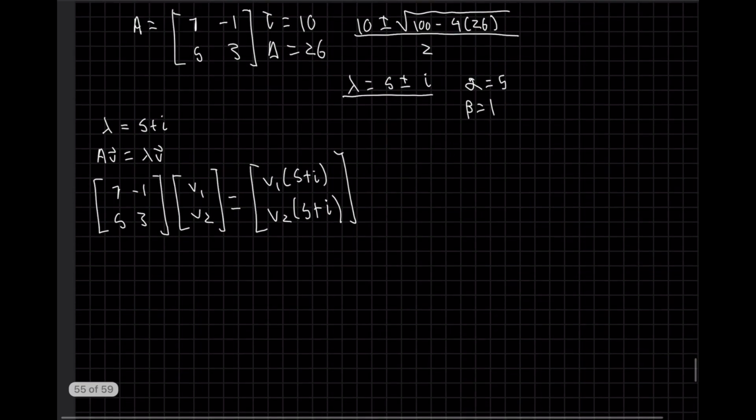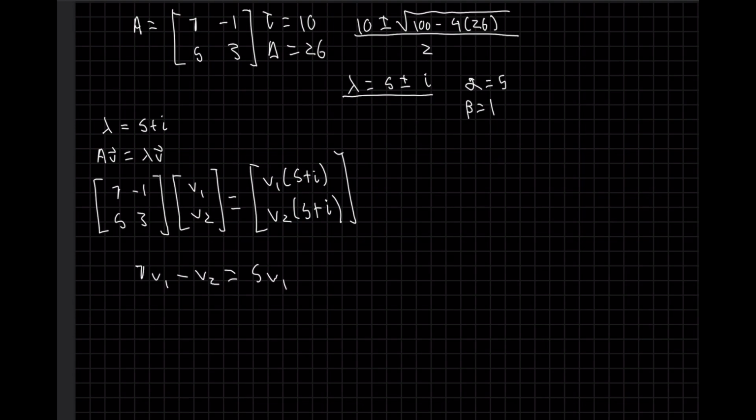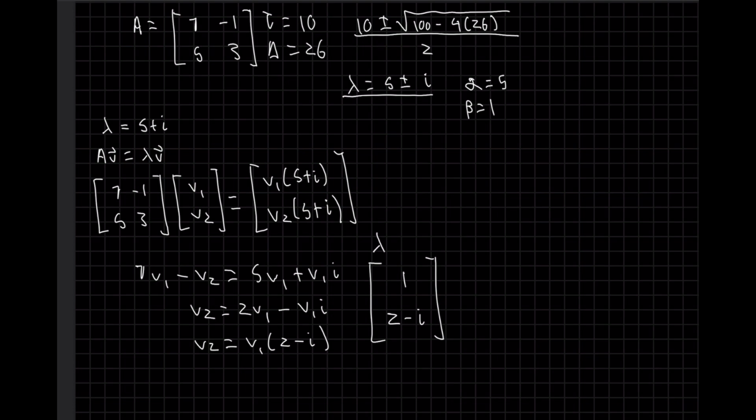So we do the matrix multiplication of the top row, and what we get is 7V1 minus V2 is equal to 5V1 plus V1 i. So we rearrange, we get V2 equals 2V1 minus V1 i, or V2 equals V1 times (2 minus i). Therefore, we can write an eigenvector where V1 is equal to 1, and we choose that, and then V2 would then be 2 minus i. And this is the eigenvector that corresponds with the eigenvalue 5 plus i.